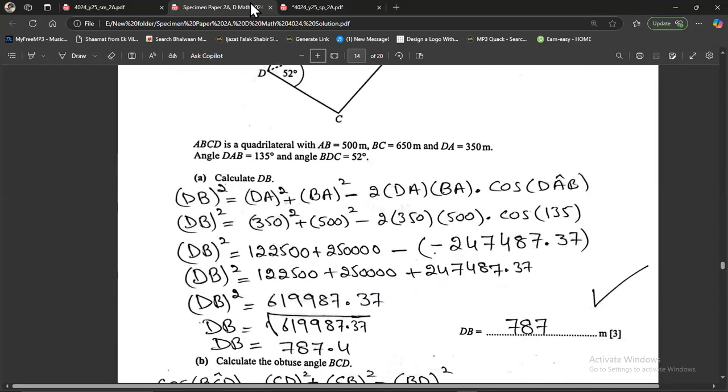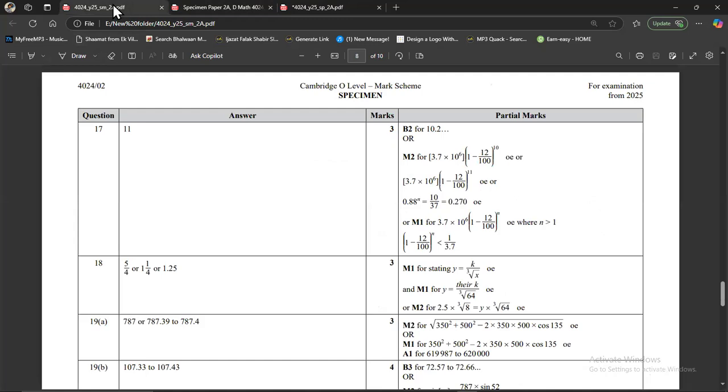Okay, so DB square will be equal to DA square plus BA square minus 2 into DA into BA into cos of DAB. Just put those values there. So DB square will be equal to 350 square plus 500 square minus 2 into 350 into 500 into cos of 135. So when you do this calculation, it will be 619998.37. Take the square root, and you will have DB equal to 787.4. So round it off to 3 significant figures. It will be 787 meter. 787 meter is the right answer, sir.